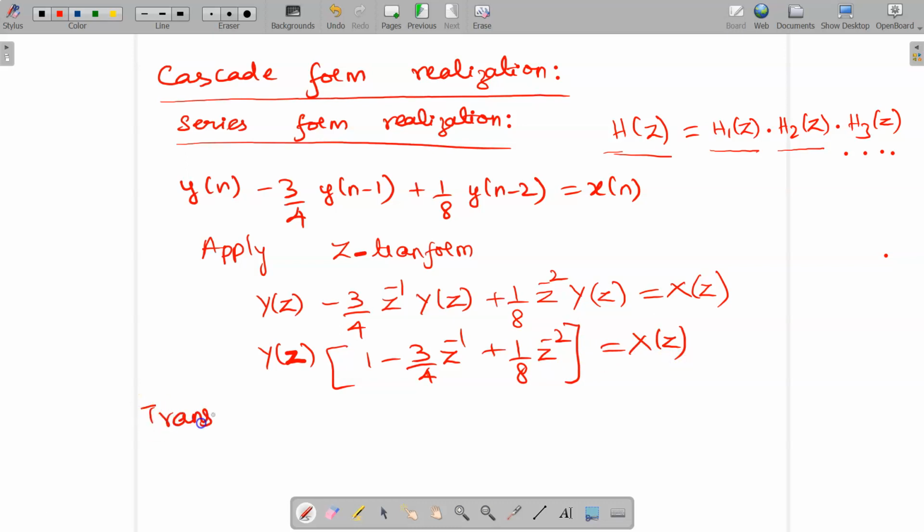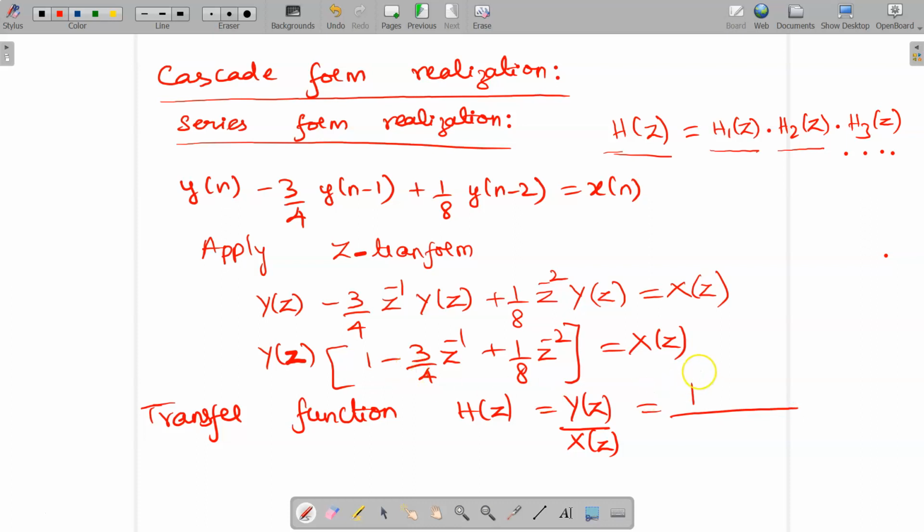Therefore, the transfer function H of z is given by Y of z by X of z, output by input. Taking X of z to the left hand side, the numerator is 1, and the denominator on the right hand side is 1 minus 3 by 4 z power minus 1 plus 1 by 8 z power minus 2. So this is H of z.